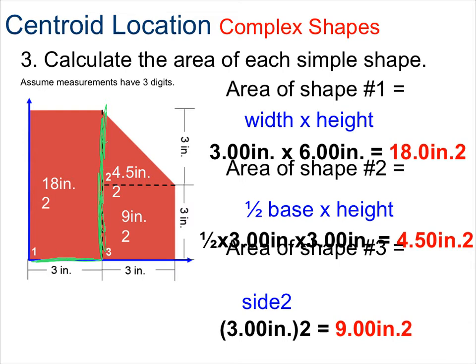Next, shape number 2, we have a right triangle, so it's going to be half our base. So half of 3 is 1.5, times it by the height, which is also 3. So 1.5 times 3 is 4.5 square inches. And then shape number 3 is a square, and we can take the side and square it. So 3 squared is 9 square inches.